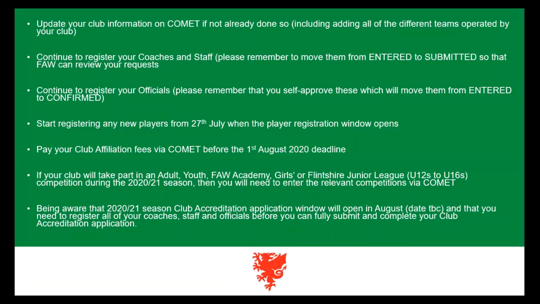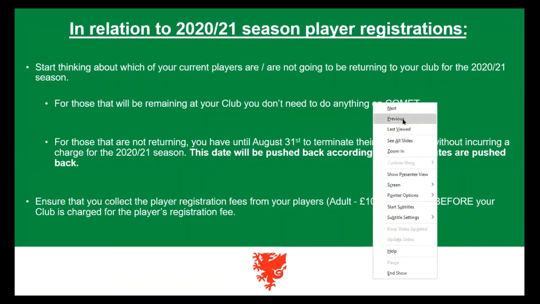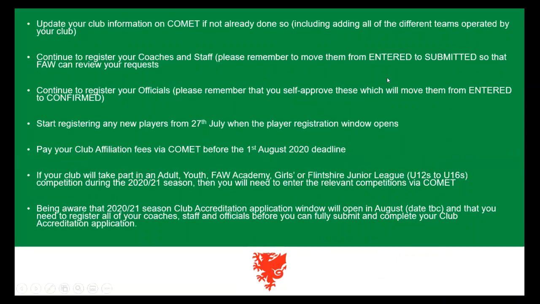So looking at the next steps, these are the next things you can do to get ready for the season on COMET. You can update your club information on your My COMET page, if you haven't already done so. You can continue to register your coaches and staff, not forgetting to move them from entered to submitted so that the FAW can process the registrations. And you can also continue to register your officials, which you can self-approve, moving them from entered to confirmed yourself when you've uploaded the signed registration form.